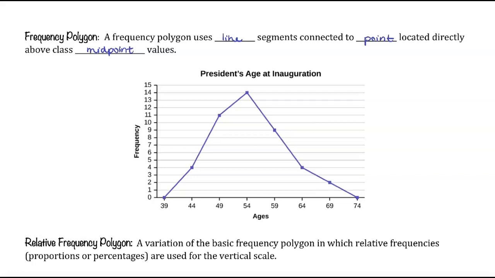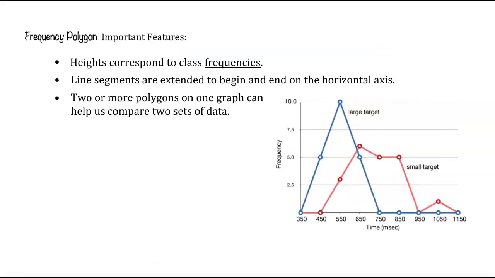A variation of this is the relative frequency polygon, where we change the vertical axis from being frequency to being relative frequency, or proportions or percentages. Here are some important features of frequency polygons. Heights correspond to class frequencies. Line segments are extended to begin and end on the horizontal axis.